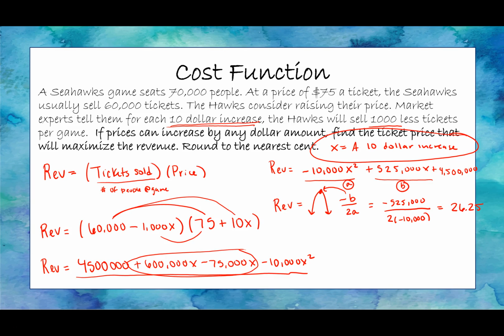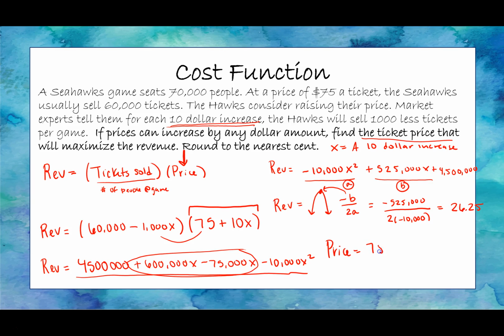So if we want to figure out what the price is, right, find the ticket price is our actual question, then our price is equal to this right here, which is our $75 plus 10 times x. So our price is going to be equal to 75 plus 10 times the number of $10 increases, which is 26.25. So our price is going to be equal to 75 plus 10 times 26.25, and I get $337.